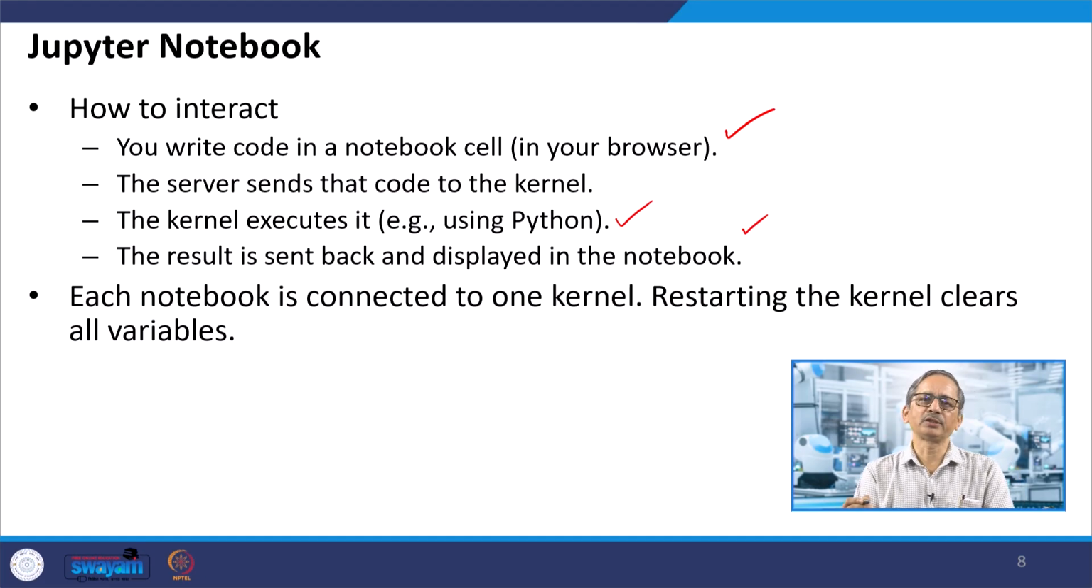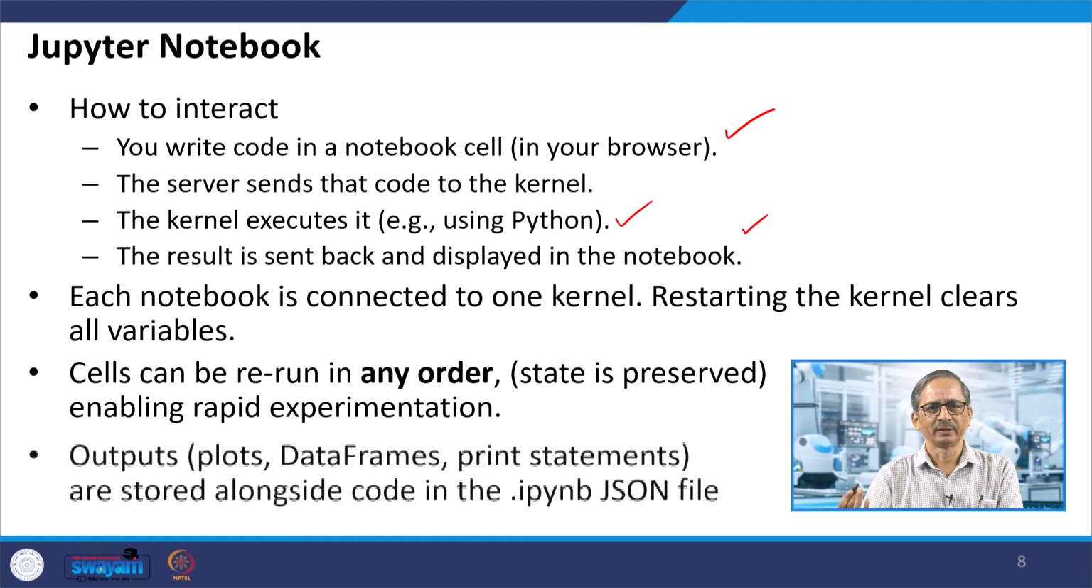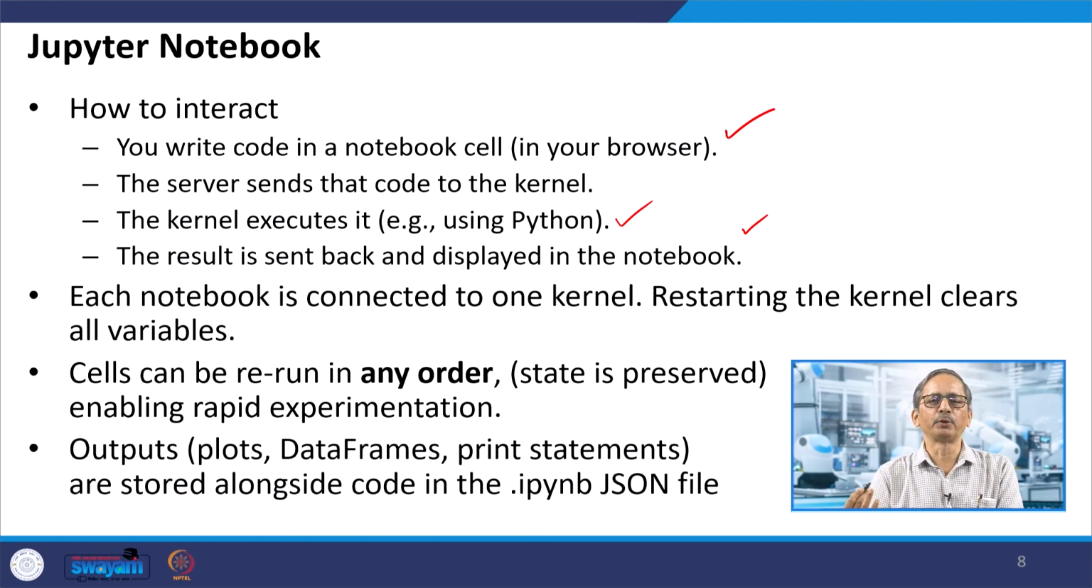And you see, each notebook is connected to one kernel. Restarting the kernel naturally clears all the variables. Cells can be run in any order. The state is preserved, which enables rapid experimentation. And outputs we can have in various forms such as plots, data frames, print statements and so on, and they are stored alongside code in the IPYNB JSON file.